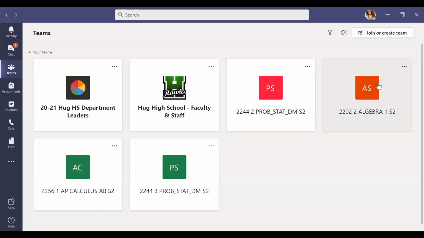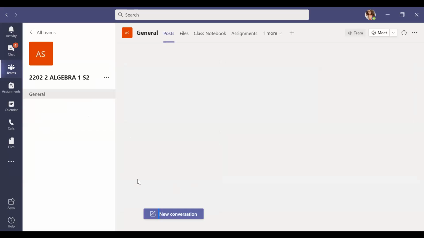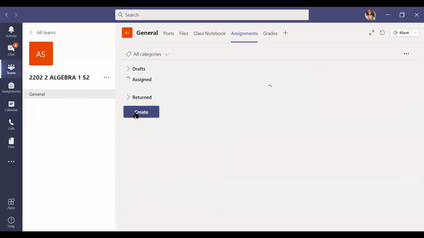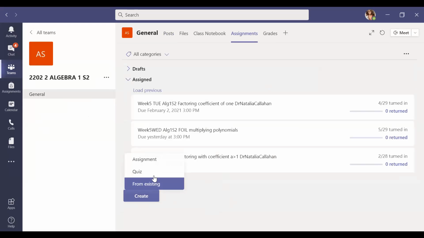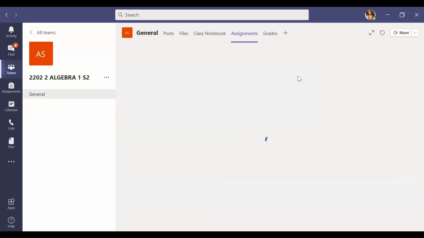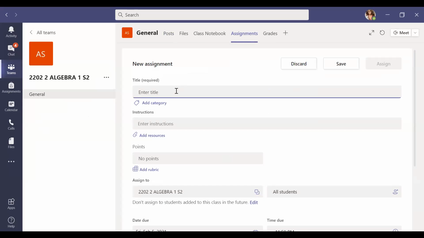Okay, let's go ahead and create the assignment for you guys for today. So we're gonna go ahead and do this for week 5, Friday, Algebra 1, Semester 2. Today we're gonna talk about factoring trinomials with coefficient a that is gonna be greater than 1.